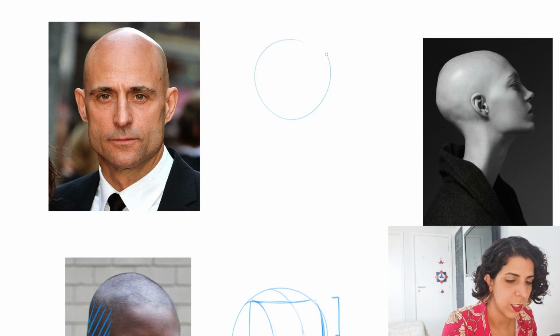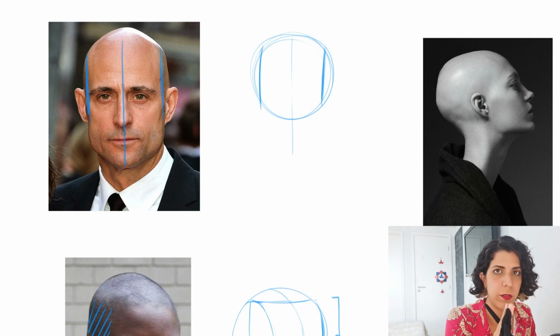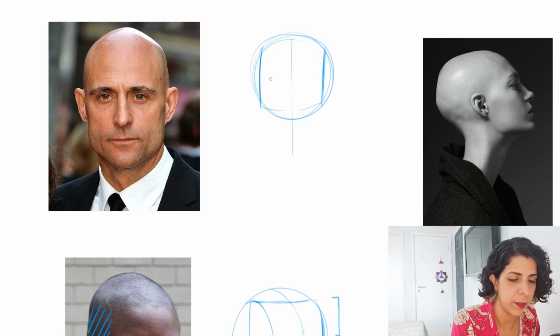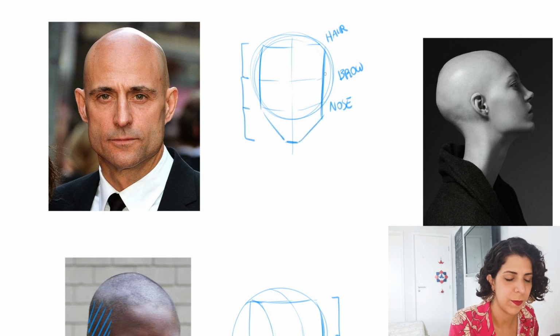Number 1 is this. We make the sphere, add a center line, cut the side. This one we can see cuts on both sides because he's basically facing us straight on. We have here, here, and here. And then 1, 2, 3, the jaw. And add his ear.